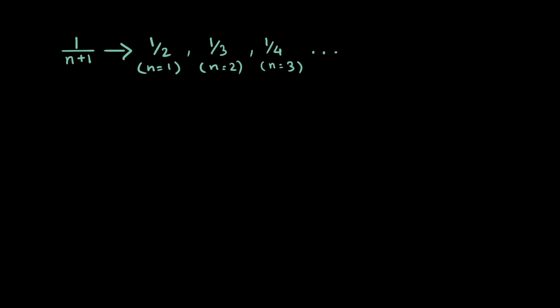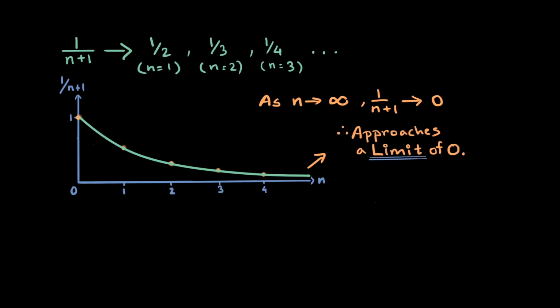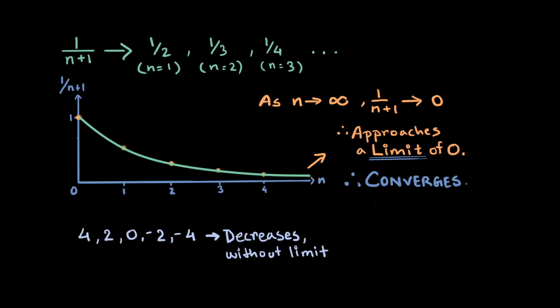Now, if you plot a graph and sketch a curve using these values, you have a curve like this, where as the n value increases, the fraction 1 divided by n plus 1 decreases to 0. It decreases to 0 and does not decrease below that. So we can say that as n approaches infinity, 1 divided by n plus 1 approaches 0. It decreases till the limit of 0. So we say this expression converges.